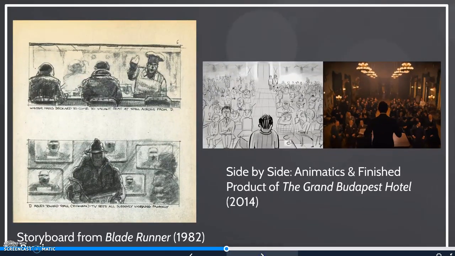So here are a couple images. There's a storyboard from the film Blade Runner on the left, and there's an animatic on the right of the film The Grand Budapest Hotel, with a comparative side-by-side of what the actual end result of the film looked like. Now, these are just examples of how graphic artists can help directors envision the final visual product of the film before actually shooting anything.